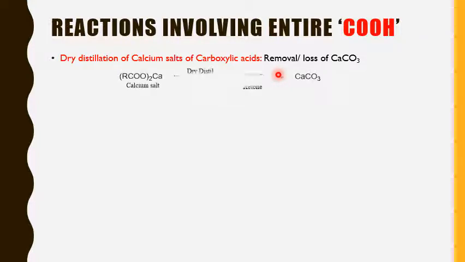What are calcium salts of carboxylic acids? When carboxylic acids are treated with alkalis of calcium, such as calcium hydroxide, they lead to the formation of a calcium salt. So, heat the carboxylic acid RCOOH with calcium hydroxide, and it will result in the formation of a calcium salt. Upon dry distillation, what is dry distillation? You should heat it where there is no moisture.